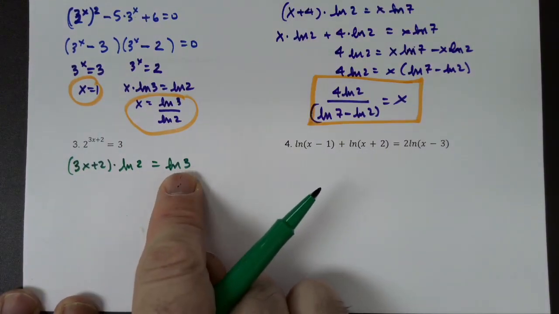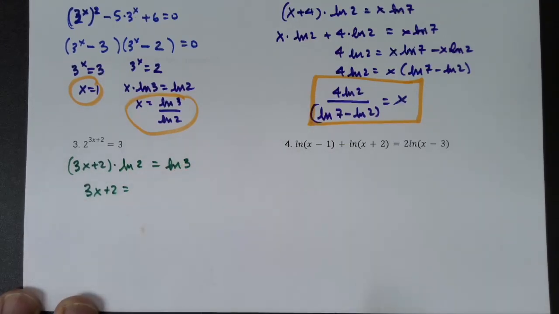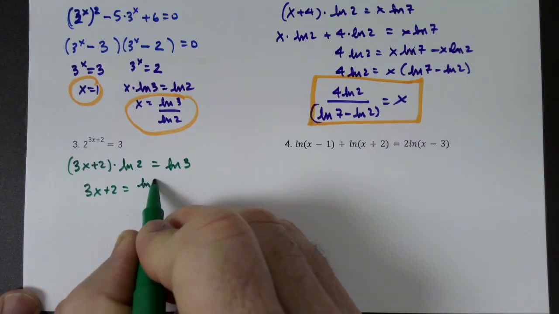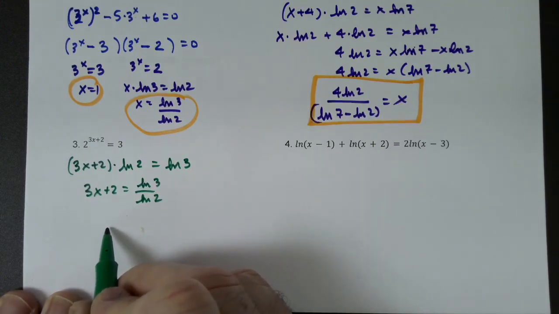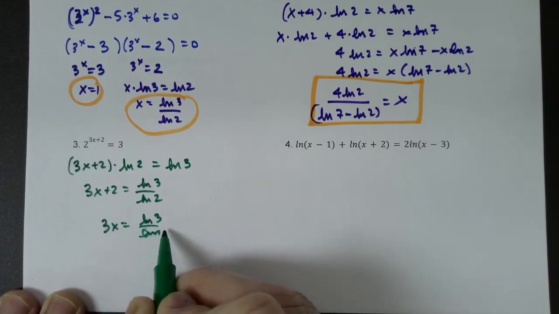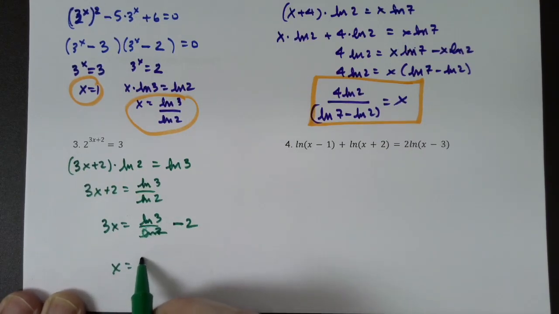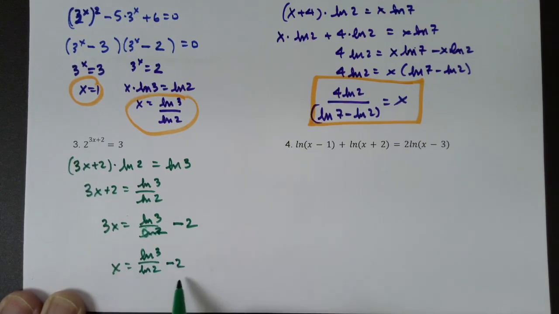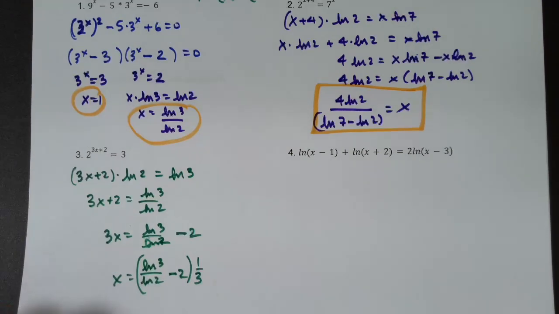This time there is no x on the right hand side, so we'll quickly do one algebra step, dividing both sides by the natural log of 2. And then again, solving this, we can have 3x equals the natural log of 3 divided by the natural log of 2 minus 2. And then dividing all this by 3, we'll have the natural log of 3 divided by the natural log of 2 minus 2, all divided by 3, or, hey, let's just multiply by 1/3 since I'm running out of room.